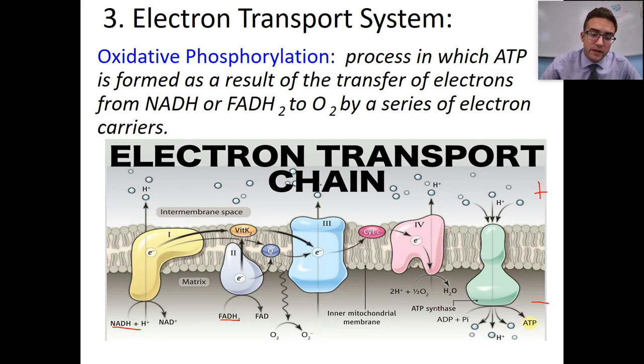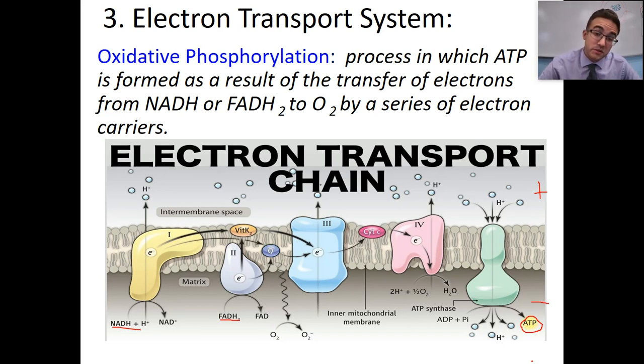So they're going to move through ATP synthase. Well, as they're moving through ATP synthase, they actually give energy to ATP synthase, to turn ADP into ATP. So then here's where we get this ATP part of it now. We made some during glycolysis, we made some during the Krebs cycle, but this is where we're going to make most of them.